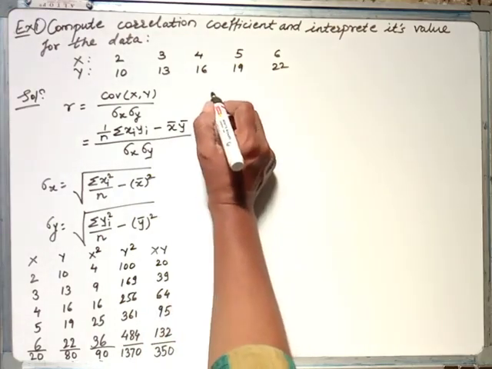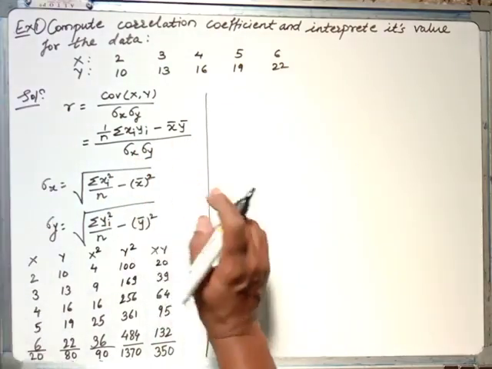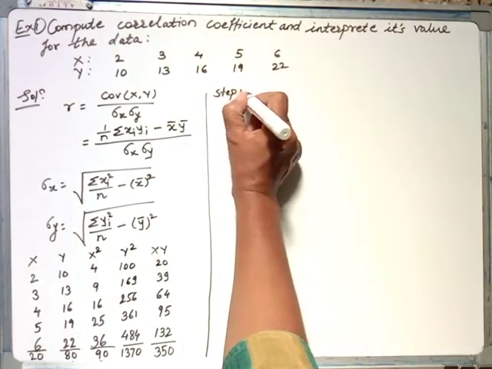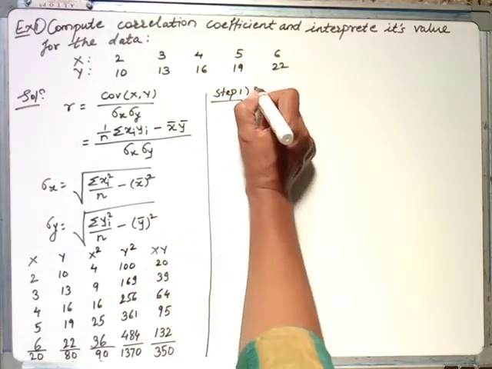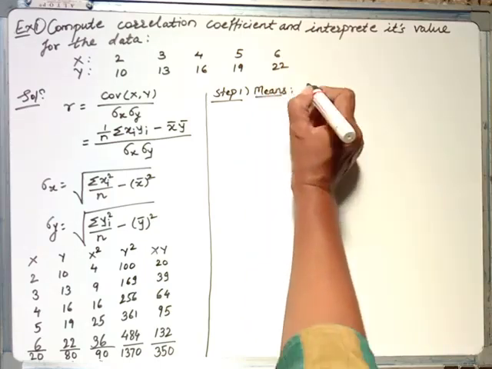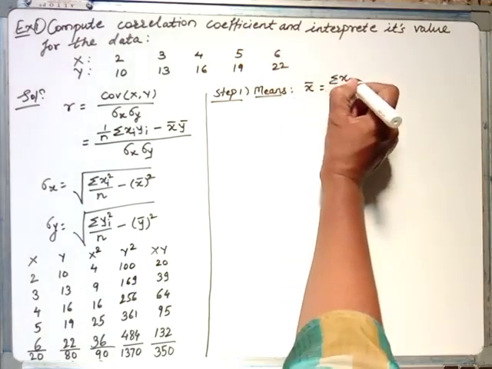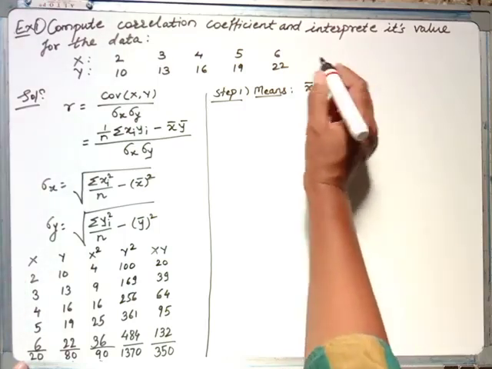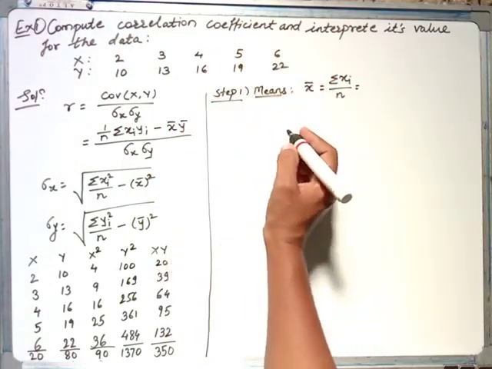Now we can easily calculate the further part, that is r, using this result. For that, let me write some steps. Step 1, let me determine the means, that is x bar and y bar. So x bar is summation xi upon n. What is summation x? It is 20. What is n? It is 1, 2, 3, 4 and 5. n is 5.